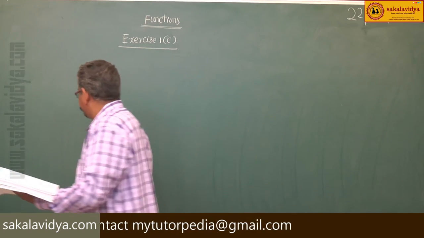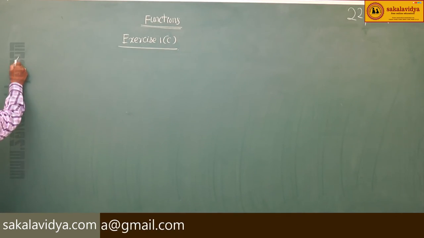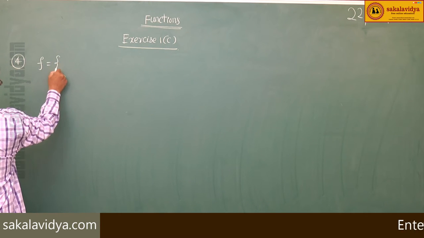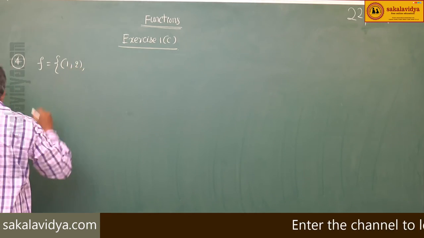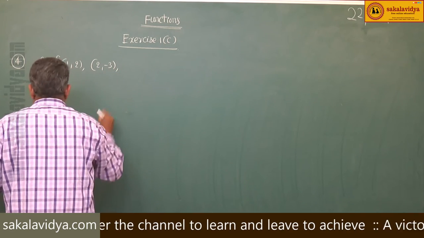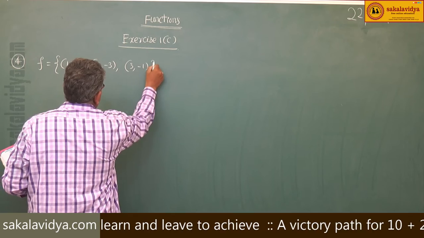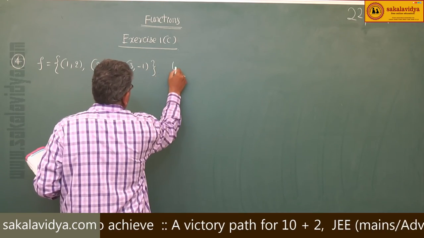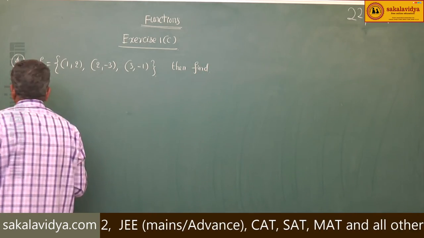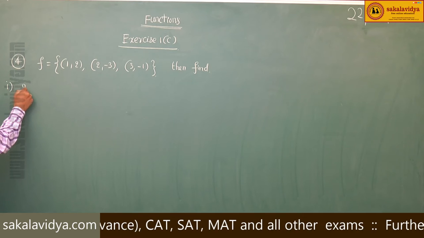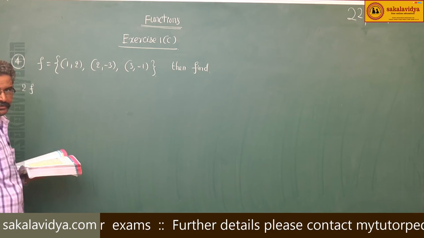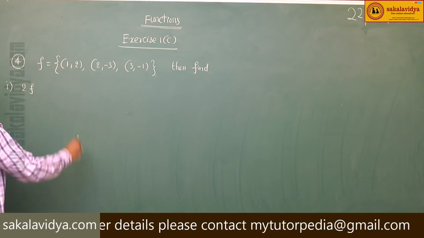Fourth problem. F is equal to {(1, 2), (2, -3), (3, -1)}. Then find, first one, 2f. See, 2f has the same domain as f only. That means 1, 2, 3.